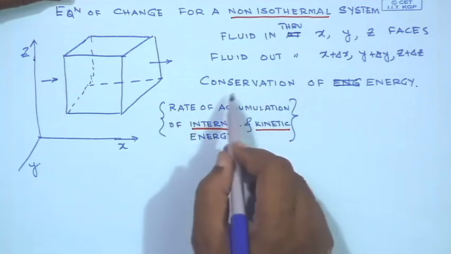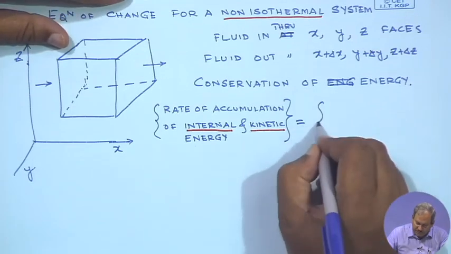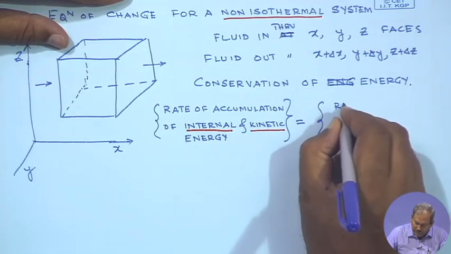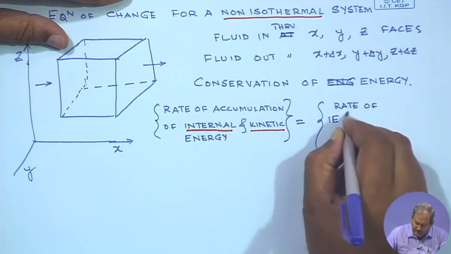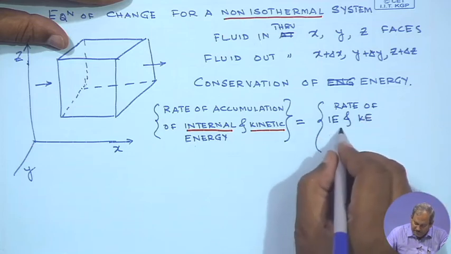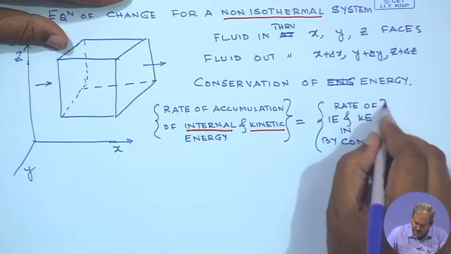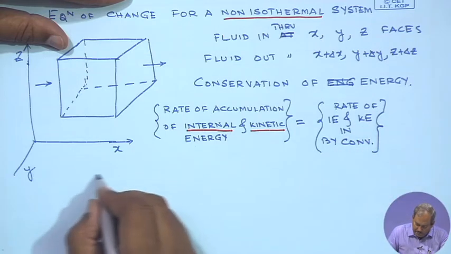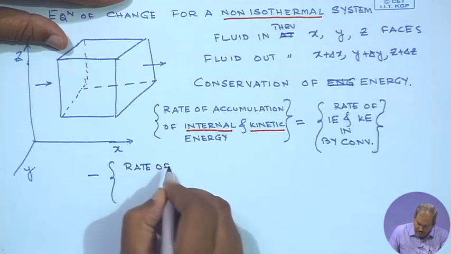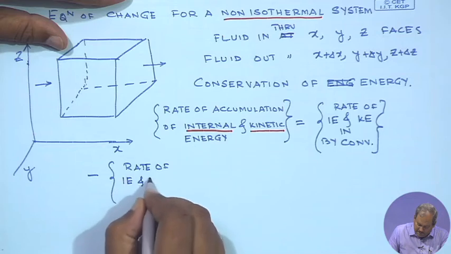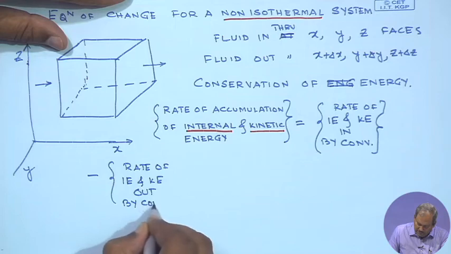So, this is the total energy of the system, and this is going to be equal to the algebraic sum of rate of internal energy and kinetic energy in by convection, minus the rate of internal energy and kinetic energy out by convection.